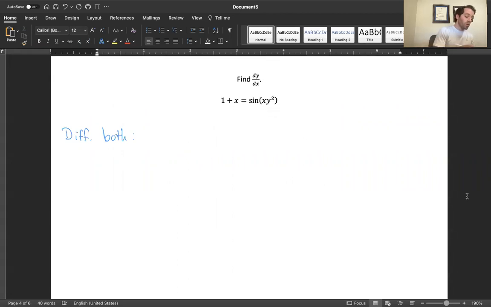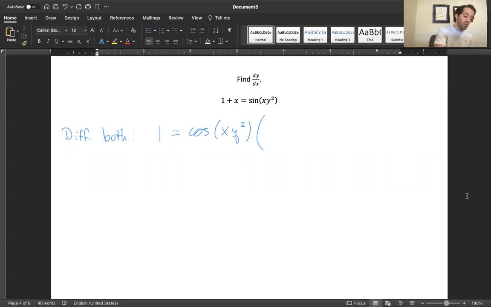Okay. Differentiate both sides. We're going to get 0 for this, 1 for this. So it will be just 1 on the left-hand side equals cosine of xy squared. But of course, it's not that easy. This is like chain rule where cosine is the derivative of the outside. But now we have to multiply by the derivative of the inside. The inside is itself a product.